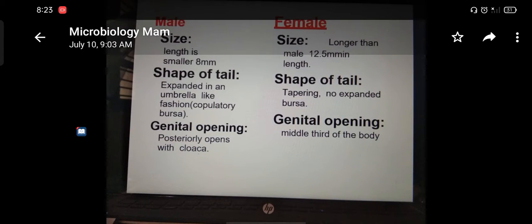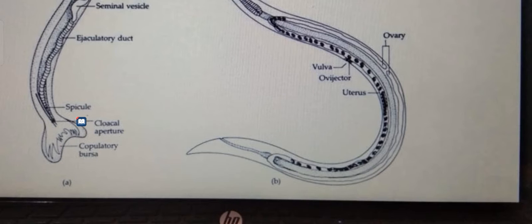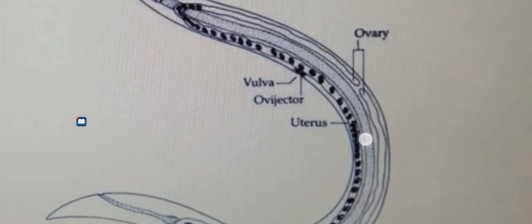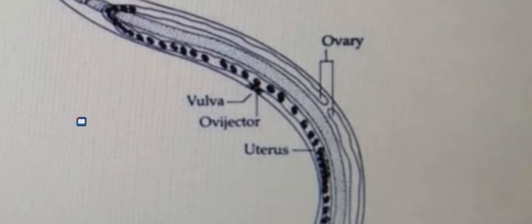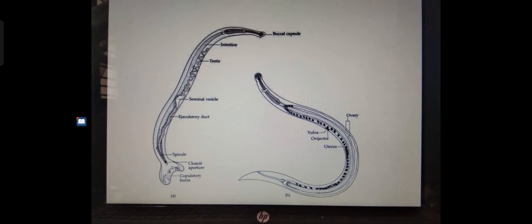Then the genital opening of the female is in the middle third of the body. In the middle third of the body you can see the uterus, there is one ovary, and the genital opening is there.